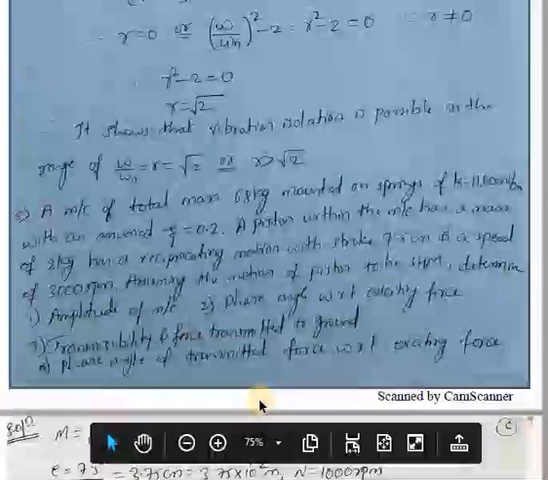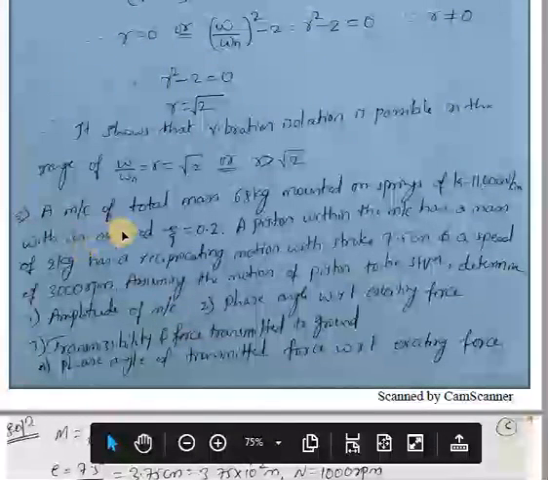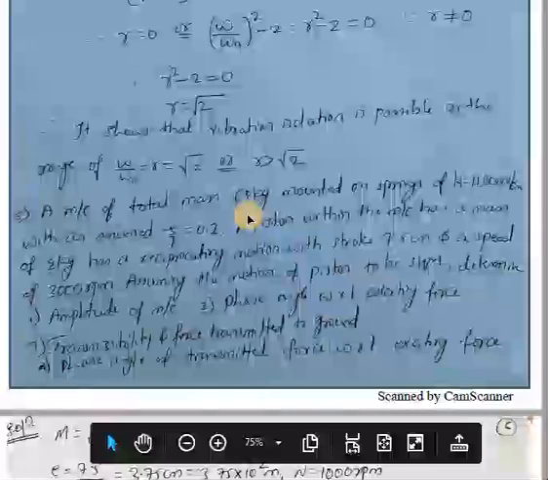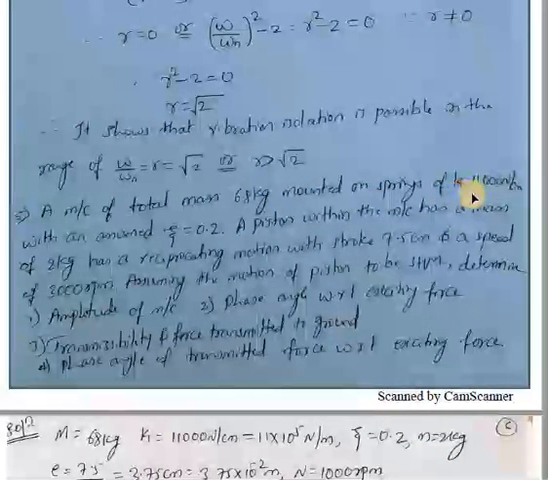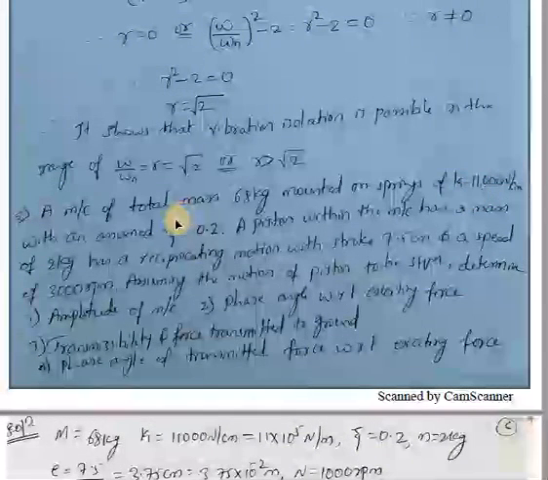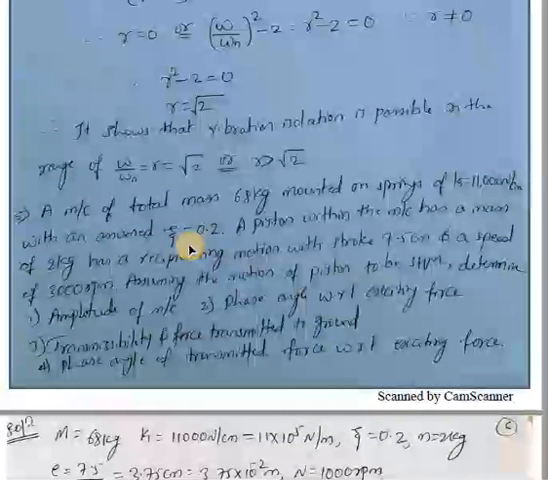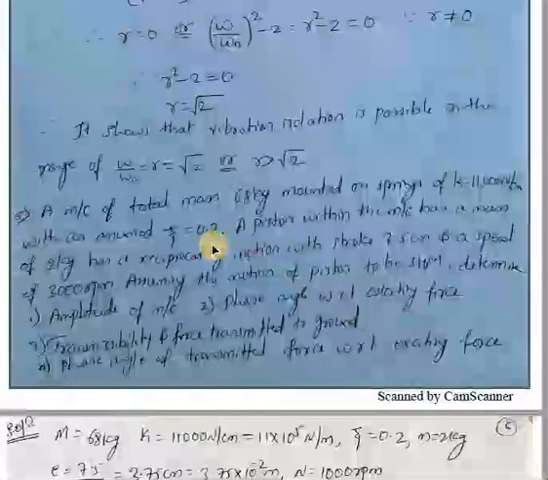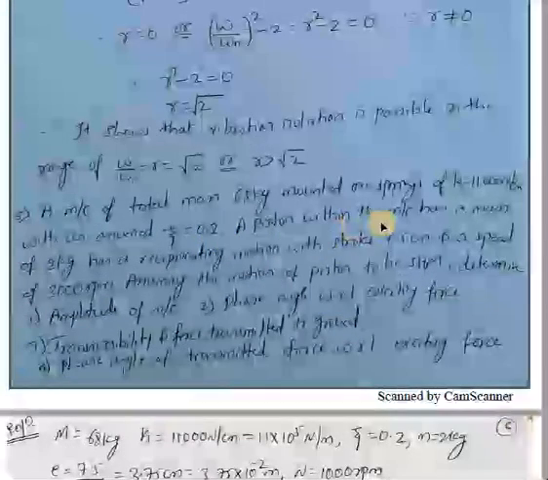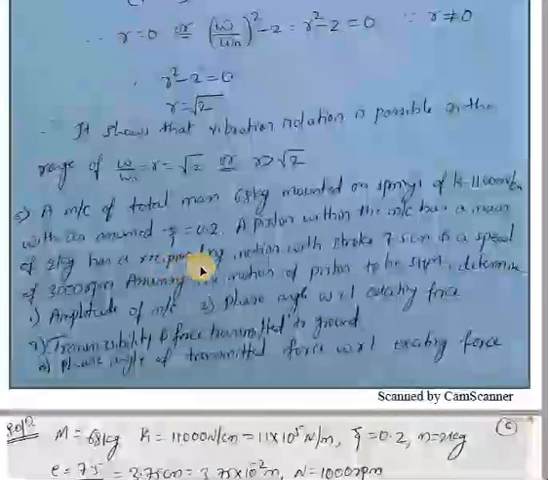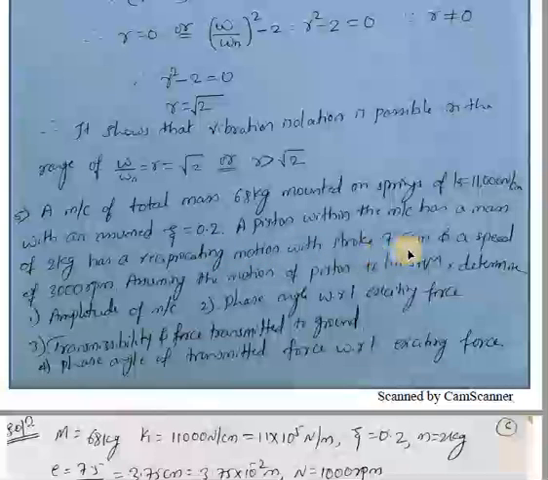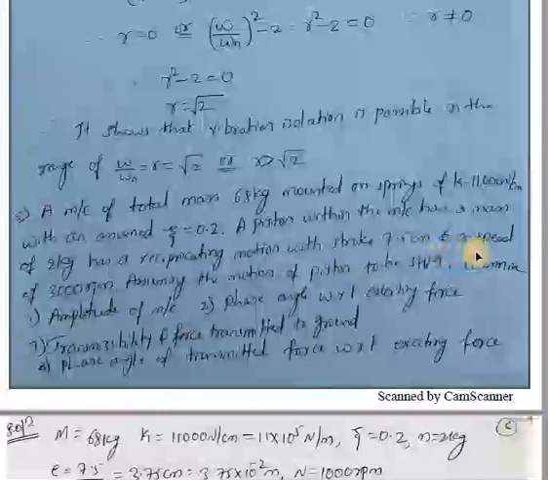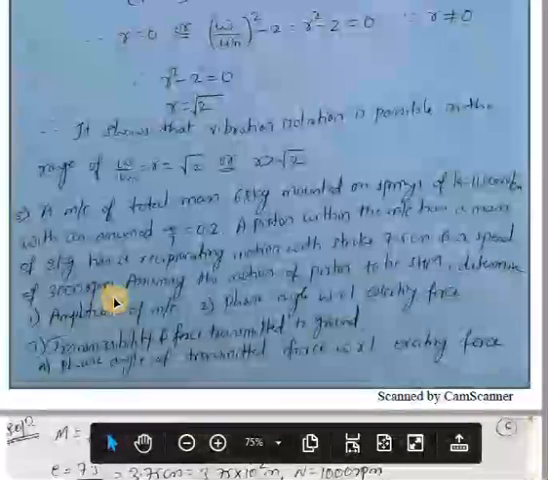Okay. So the next statement is: a machine of total mass 68 kg is mounted on springs of stiffness 11,000 Newton per centimeter, with an assumed damping factor zeta of 0.2. The piston within the machine has a mass of 2 kg and reciprocating motion with a stroke of 7.5 centimeter and a speed of 3000 rpm.